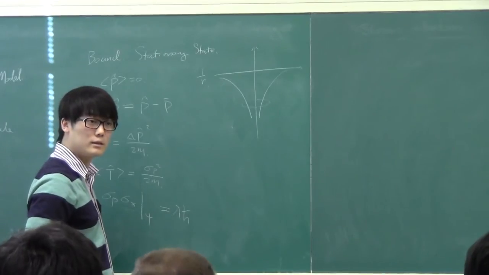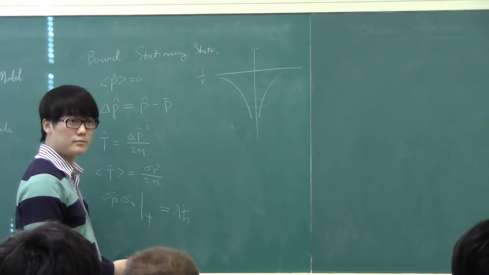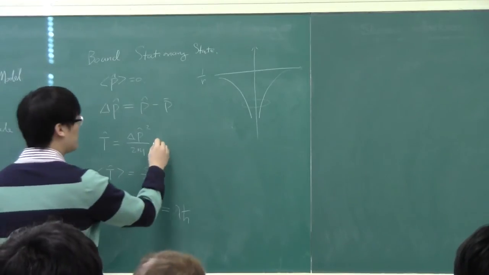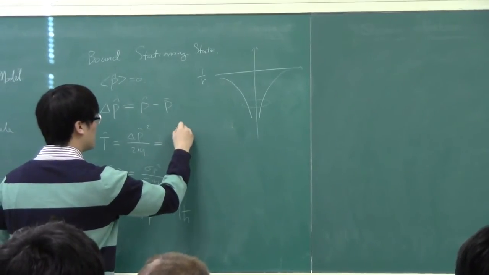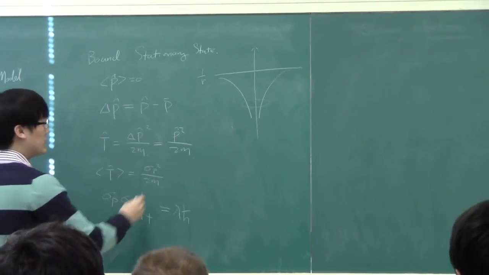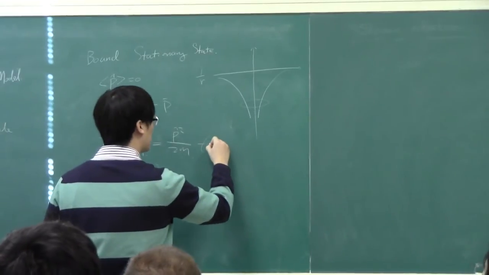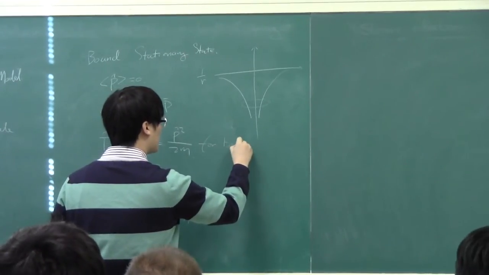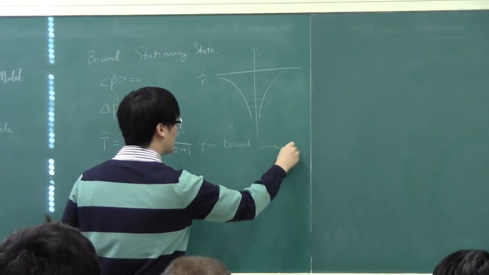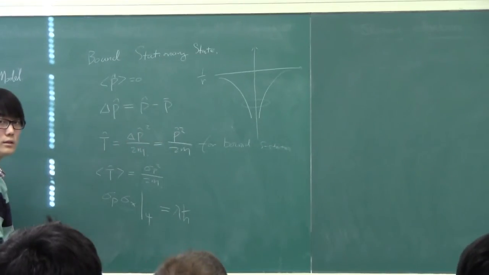Yeah? I'm just curious, how do you get this kinetic energy to the delta p squared? Right, so kinetic energy is equal to p squared over 2m. But for bound stationary states, this is very important.